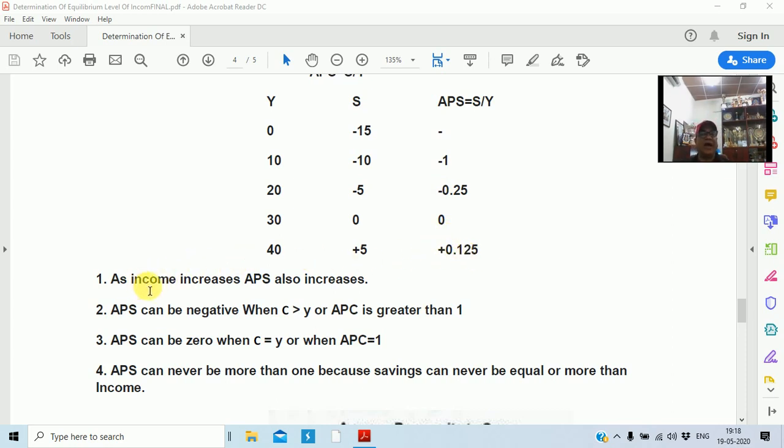See here, as income increases, APS also increases. Minus 1, minus 0.25, 0, plus 0.125. APS can be negative, yes, when C is greater than Y, or APS is greater than 1. APS can be 0 when C is equal to Y. APS can never be more than 1 because savings can never be equal to or more than income. So, what is the character of APS? APS can be negative, APS can be 0, or APS can be positive. This is the character of APS.